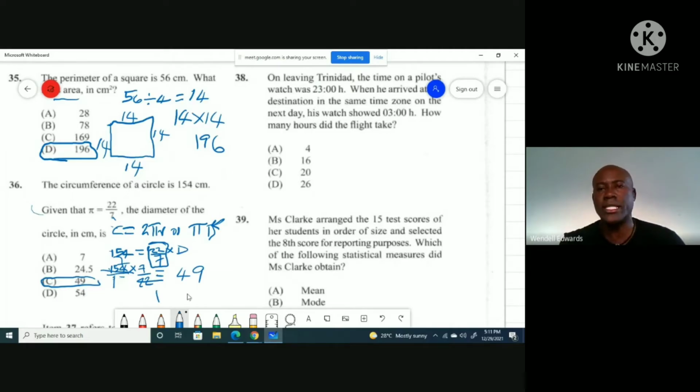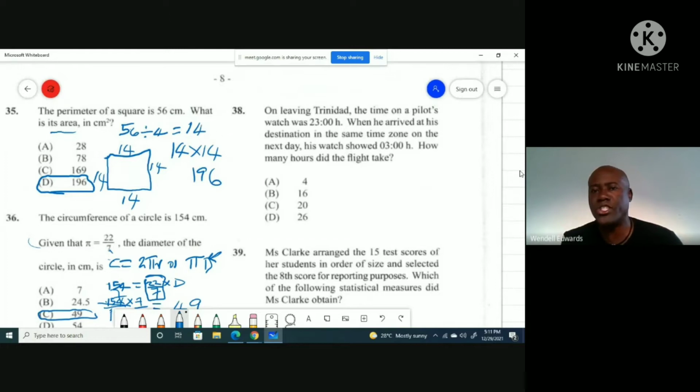Let's go to question 38. Question 38, on leaving Trinidad, the time on a pilot's watch was 23 hours. All right, which is about 11 o'clock in the PM. When he arrives at the destination in the same time zone, we're looking at 3. All right, this is 3 in the AM. How many hours did the flight take?